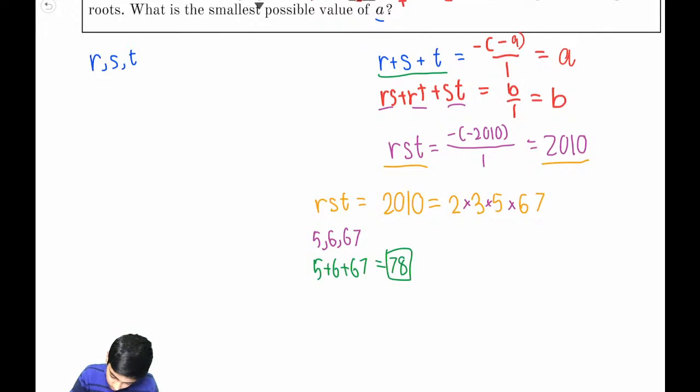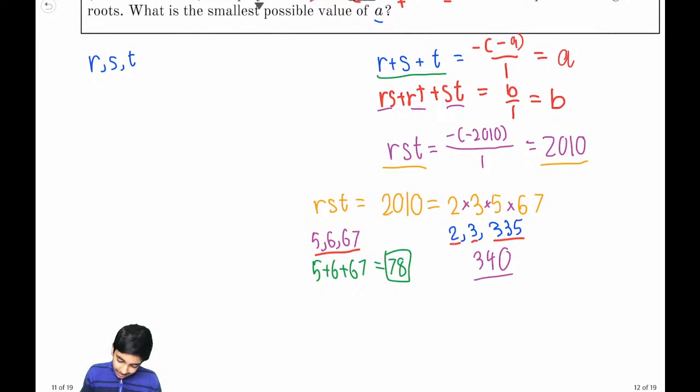For example, just to make it clear, let's say we took some other numbers. Let's say we did 2, 3, and 5 times 67, which is 335. The product of 2, 3, and 335 is 2010. But now the larger number is very large and the smaller numbers are very small, as opposed to here where all the numbers were in the middle. As you can see, the sum is going to be 340, which is way bigger than 78. When the numbers are closer together, you get the smallest possible sum. When the numbers are farthest apart, you get a very large sum.